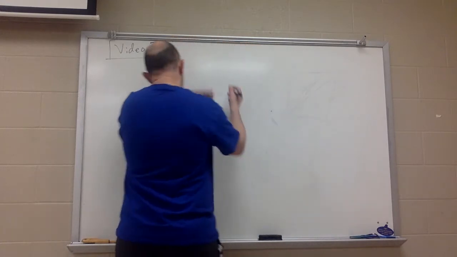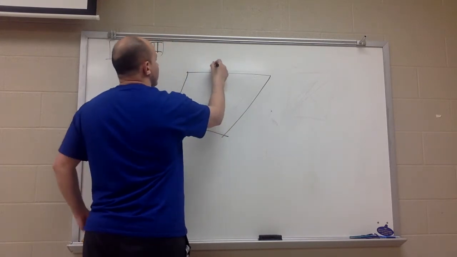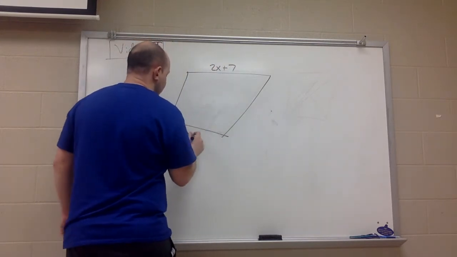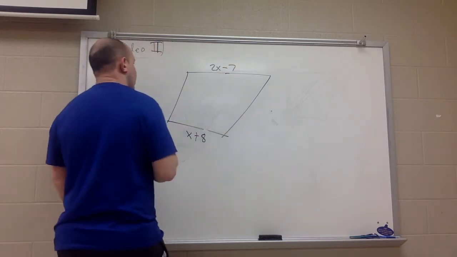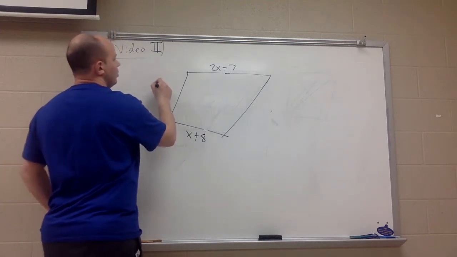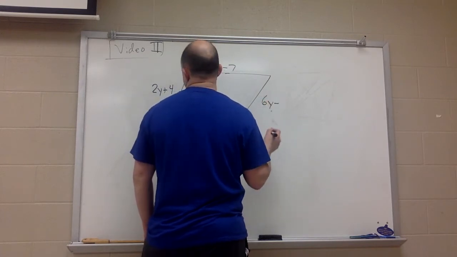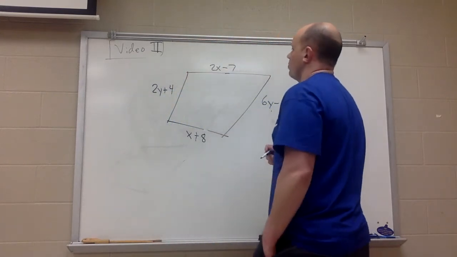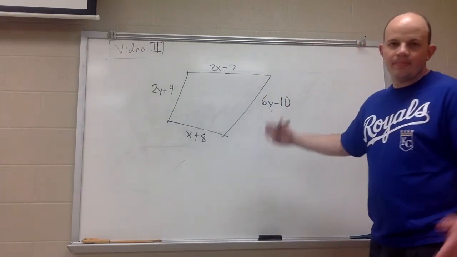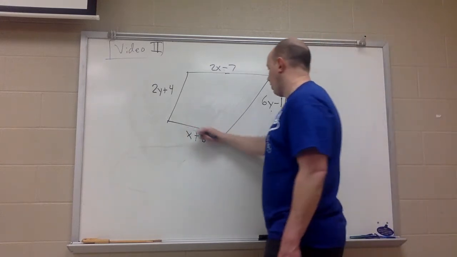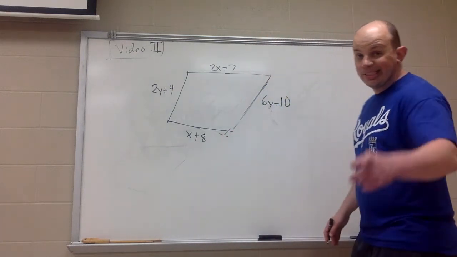All right, so next up, if I give you this, I'm going to say what value of x makes this a parallelogram. So 2x plus 7, x minus 8, 2x minus 7, x plus 8, and 2y plus 4, and 6y minus 10. Okay, so I've got this, right? What value of x and y makes it a parallelogram? Wow, that is a really bad picture. Don't go off the drawing, kids, because you just can't trust it.